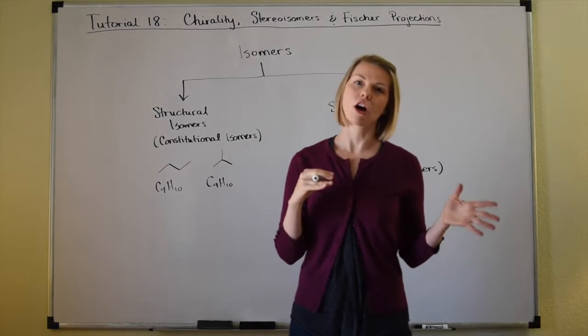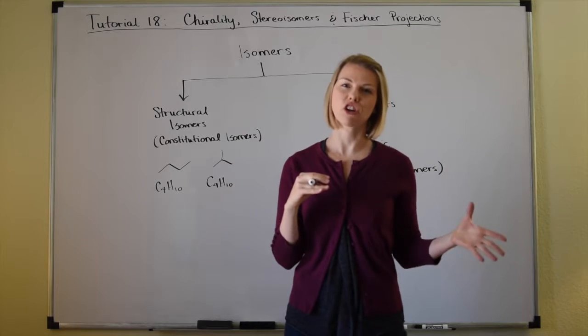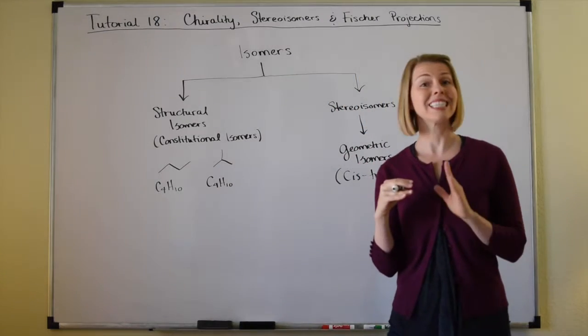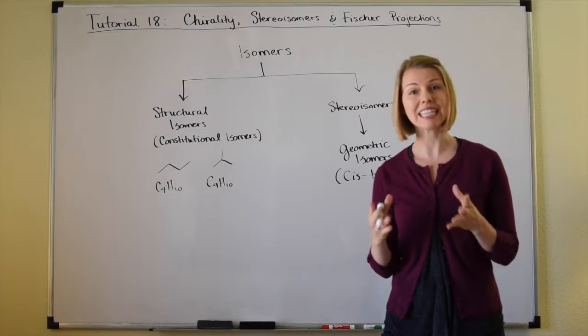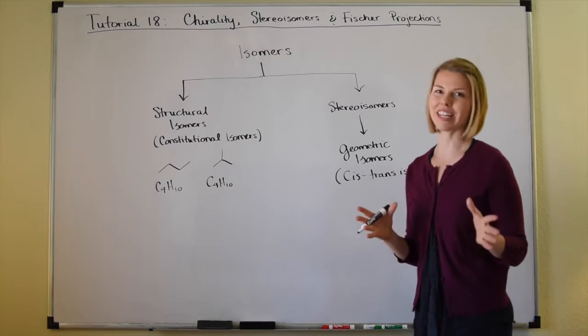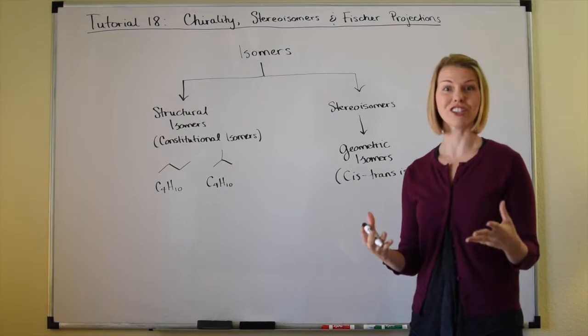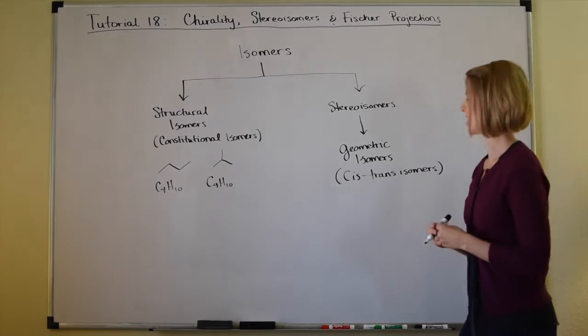Now, some cyclic compounds can also exhibit cis-trans isomers, but we didn't discuss that in tutorial 16, and we're not going to discuss that here in tutorial 18 either. Just thought I'd throw that in there in case that's something that your instructor is going to cover, so you know that that does exist.